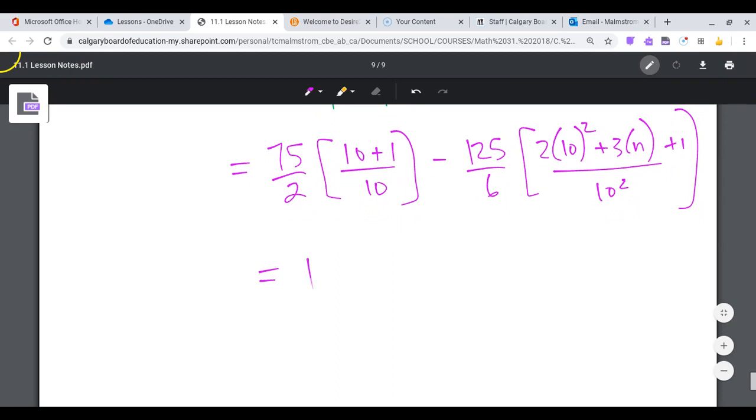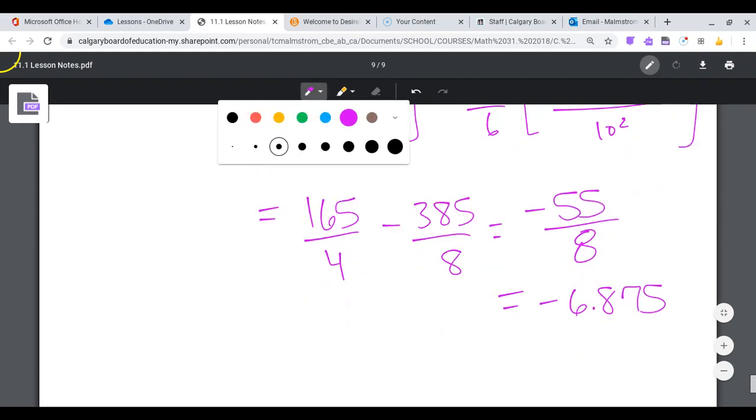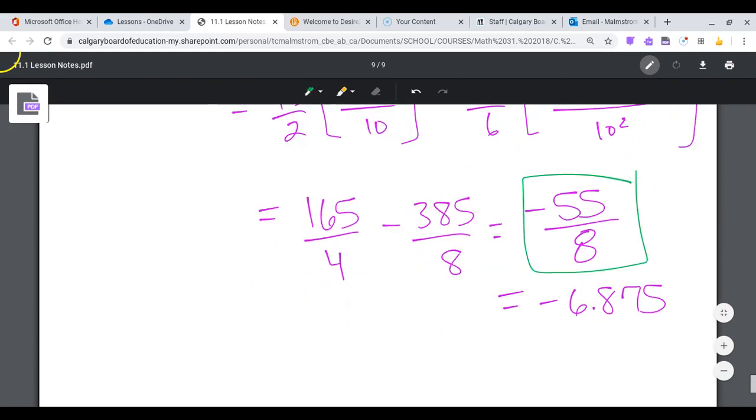it looks like I have 165 on 4, subtract 385 on 8, which is equal to negative 55 on 8, which is, sorry, exactly the same as what we got. It's equal to negative 6.875, which, you know, I'm all about the exact value, so I should have written the other answer as a fraction. Tisk, that I never did.